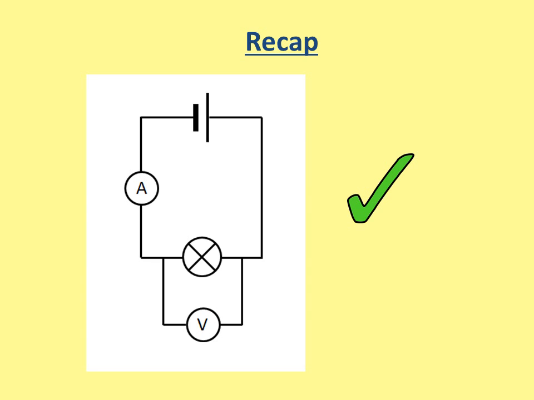Just to recap, the ammeter must be placed in series. The voltmeter must be placed in parallel. Now the voltmeter must be touching both sides of the component you wish to measure. So if there was more than one component, you have to choose which one you want to measure and put the voltmeter either side of that component.